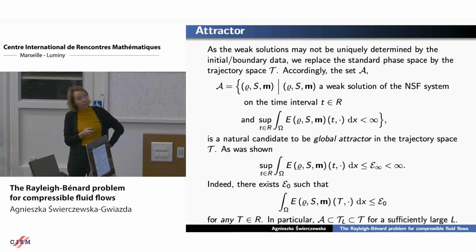Okay, so I mention this because of the unclear fact of uniqueness. We replace the standard phase space by this trajectory space, and we define the following set A. This is rho, S, m, so it's a weak solution of the Navier-Stokes-Fourier system on the time interval, and the energy is bounded. And this is a good candidate for the global attractor in the trajectory space. Okay, so one thing that I mentioned, this set A is a subset of this for sufficiently large TL.